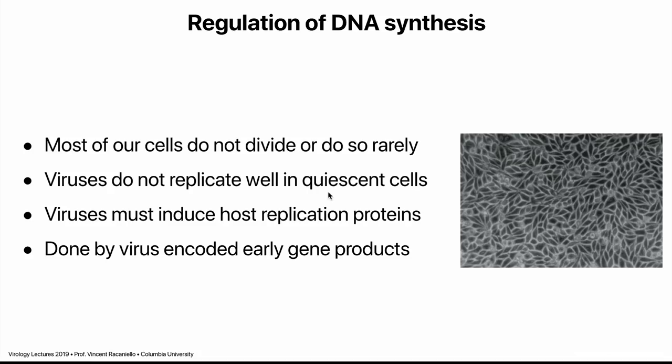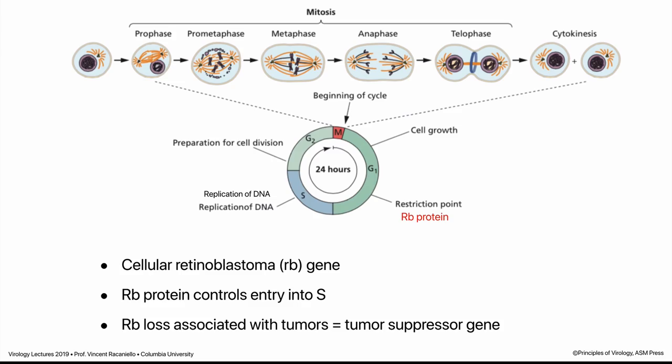And as you might guess, this is done by viral proteins that are early gene products. You have to make these early to start the cell dividing, otherwise the virus can't replicate its DNA. And that's what T antigen does, and what E1 proteins of adenovirus do. They start DNA synthesis. If the virus gets into a cell that's not dividing, these proteins will make it divide. Pretty amazing, I think. So let's see how this works.